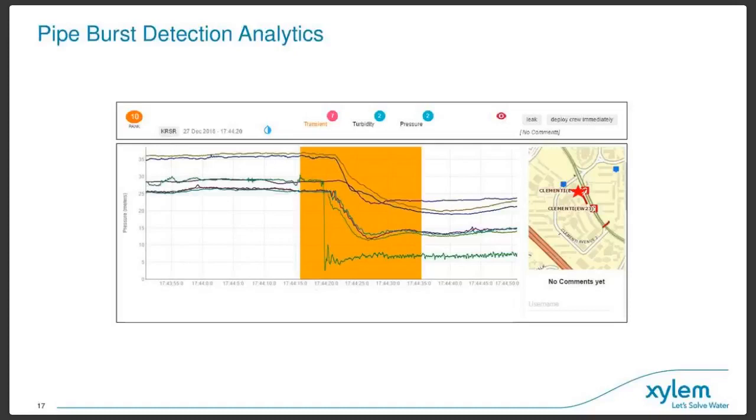So you can see an example of it here with a pressure transient drop and several other sensors also seeing the same drop. And this is occurring over only a couple of seconds worth of time. And then the event being localized to a specific location.